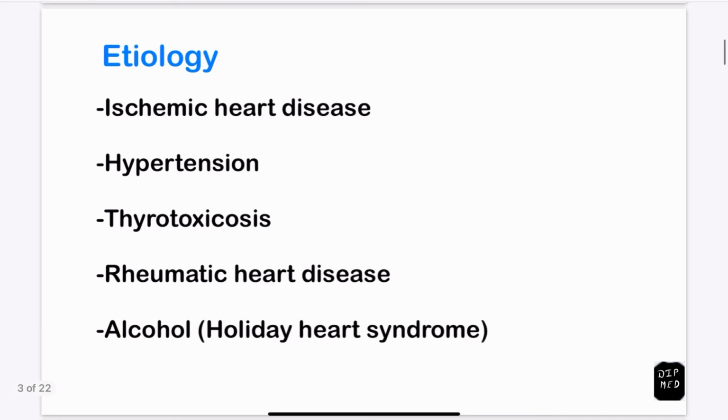Here are some causes of atrial fibrillation. We have ischemic heart disease, hypertension, thyrotoxicosis, rheumatic heart disease, and alcohol. This is also called holiday heart syndrome. That is, every time the person drinks alcohol, he or she develops atrial fibrillation.